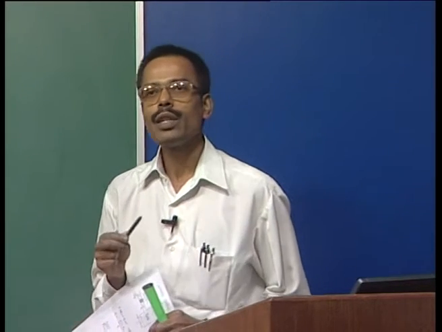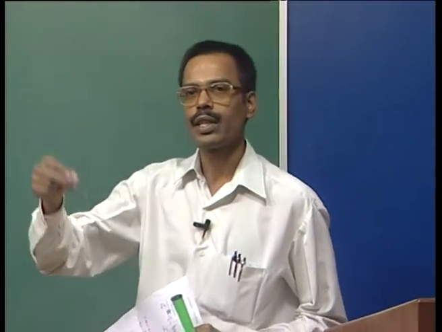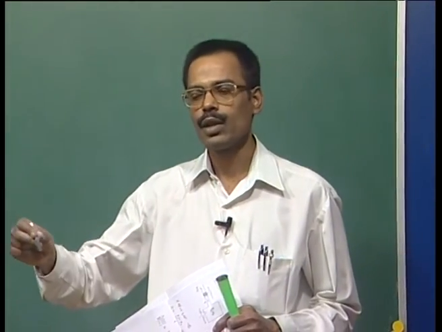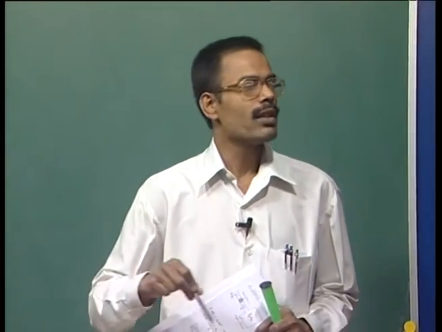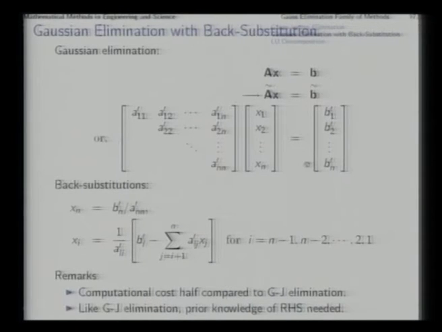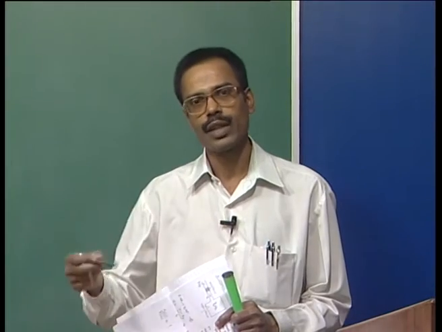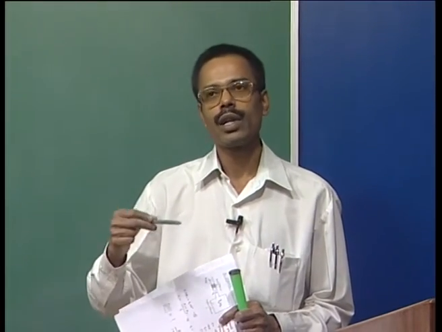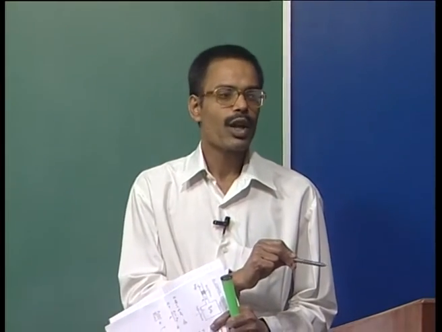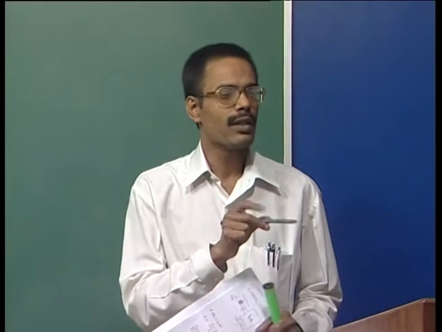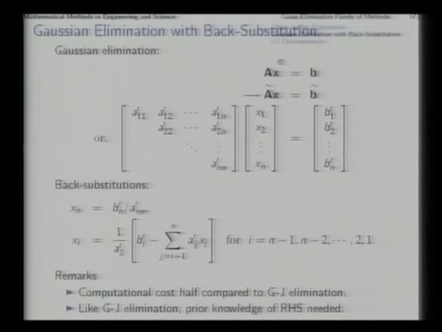However, if you need to solve the system for several right hand sides, a large number of right hand sides, or if you want to find the inverse also, then Gaussian elimination will not offer you any advantage. That means, between these two methods, if you want to solve the system for several right hand sides, or find the inverse also, you should prefer the Gauss-Jordan method. On the other hand, if you want to solve it for a single right hand side like this, then you should prefer this method. But in both of these methods, prior knowledge of RHS is needed.